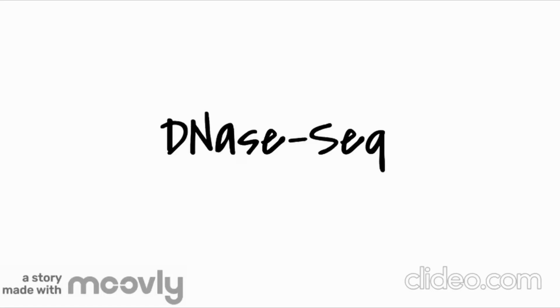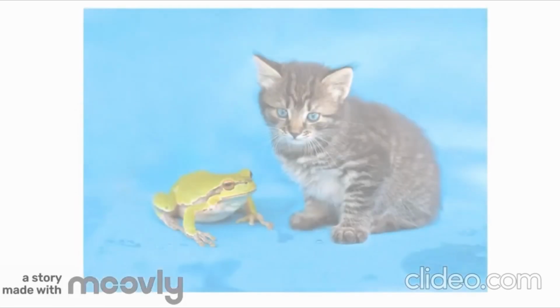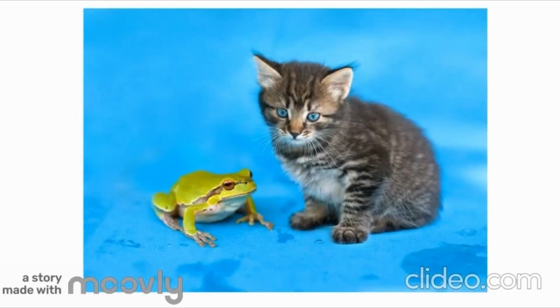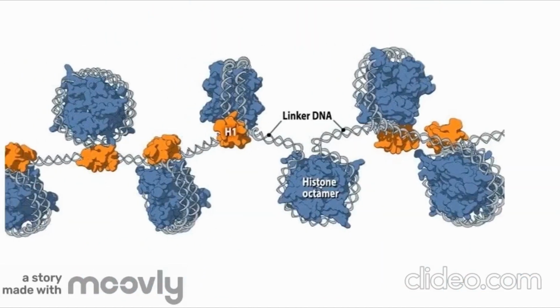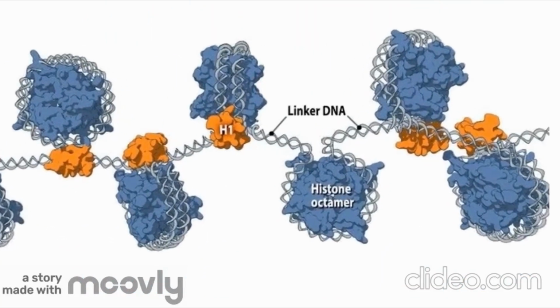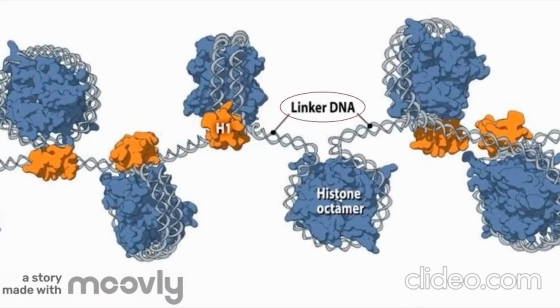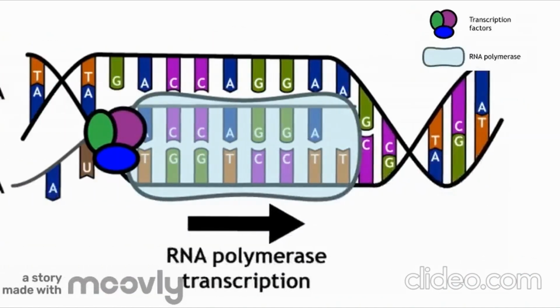DNase Seq is a genome-wide assay used to study chromatin accessibility and remodeling. Genomic DNA contains the genetic information for all eukaryotic organisms and is wrapped around 8 histone proteins to form a nucleosome. Each of these nucleosomes is connected by linker DNA. The structure and organization of chromatin can affect accessibility and therefore gene expression.